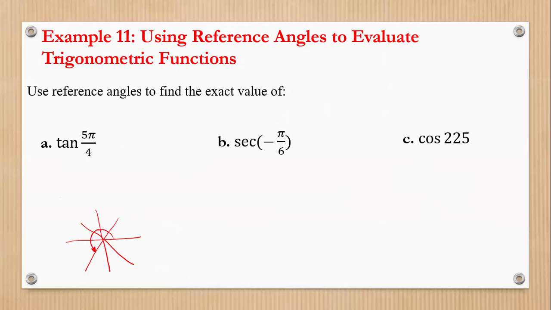The reference angle must be between the terminal side and the x-axis, which is this angle, and this angle is exactly pi over 4. So I can say the tangent of 5 pi over 4 is exactly the same as the tangent of pi over 4. Now I just need to check the sign, whether it's positive or negative. Since the angle is in the third quadrant, and in the third quadrant the tangent is positive, the answer must be positive. And I know that the tangent of pi over 4, or 45 degrees, is just 1. So the answer is positive 1.